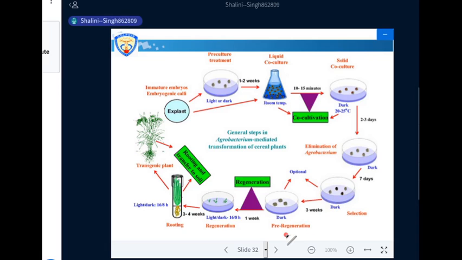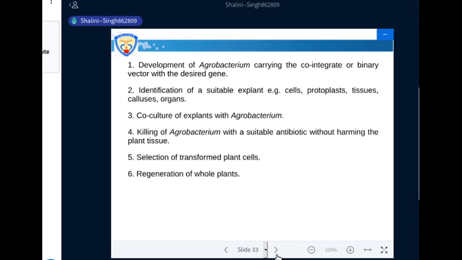explants or these cells are regenerated into plantlets. So there will be shoot induction, root induction, and it will lead to the establishment of a healthy plant that is known as a transgenic plant. So this is the basic protocol for raising transgenic plants via Agrobacterium mediated transformation methods.